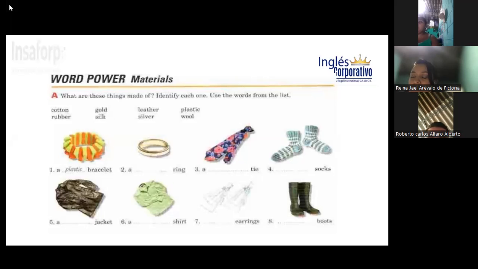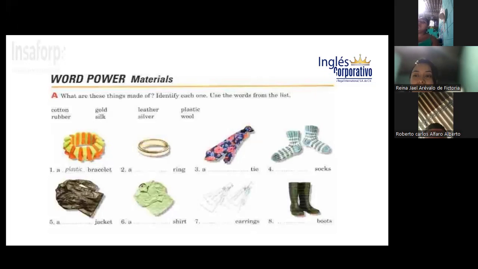Okay, so in that case, we have cotton, rubber, gold, silk, leather, silver, plastic, and wood. Well, in that case, we have this material. I don't know if you have questions related to the vocabulary about materials. We have some materials or articles. Like number one, we have a plastic bracelet. We have number two, three, four, five, six, seven, and eight.